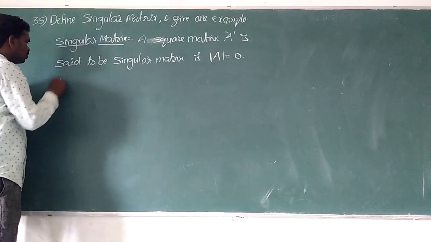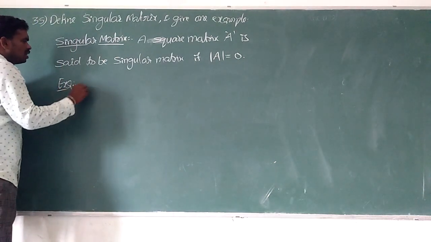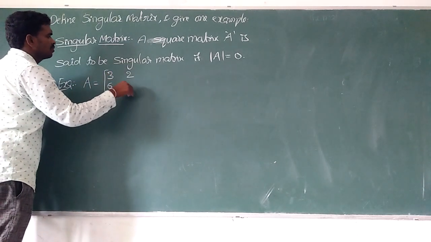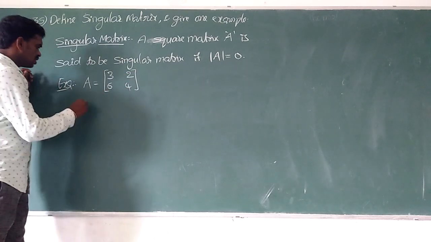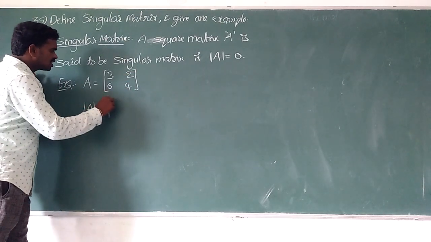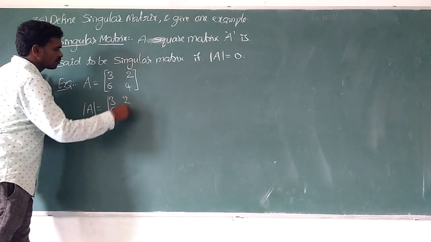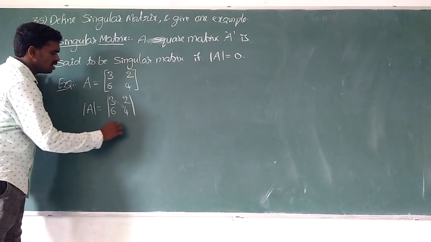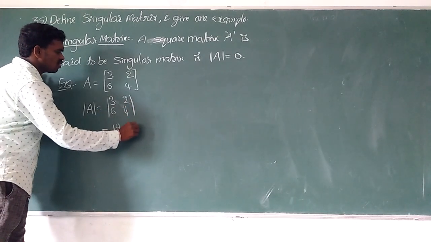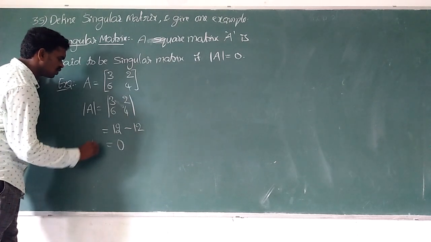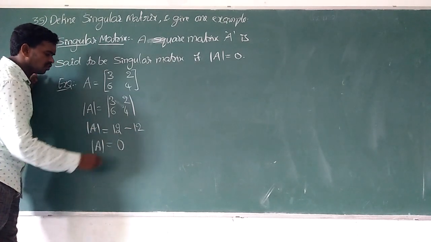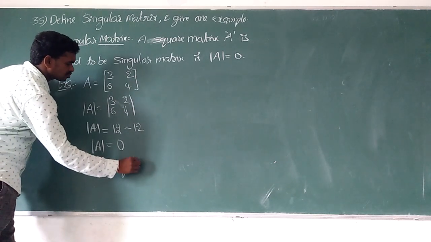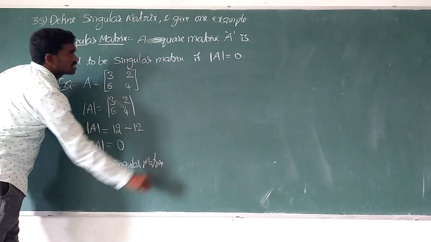And give an example. Let A equal [3 2; 6 4]. Find the determinant. So det A equals det [3 2; 6 4], which is cross multiplication: 3 into 4 is 12, minus 2 into 6, which is 12. What is 12 minus 12? 0. So we got det A equal to 0. Therefore, A is a singular matrix. So this is one example.